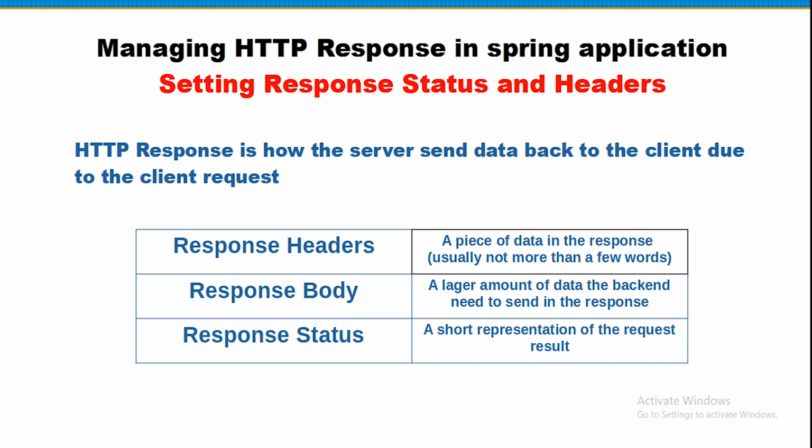Response headers are a piece of data in the response, usually not more than a few words. Response body is a larger amount of data the backend needs to send in the response. We have response status, a short representation of the request result. In the previous tutorial, you learned how to send an object as a response body. So in this one, you are going to learn setting response status and headers.